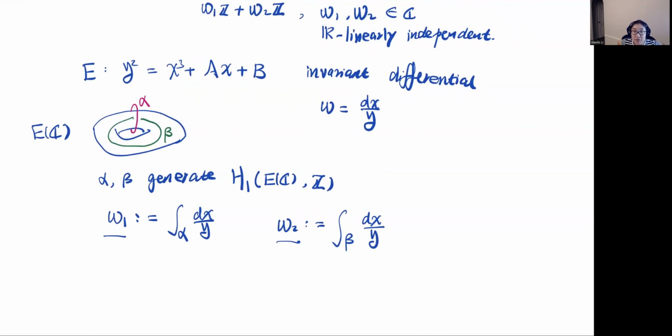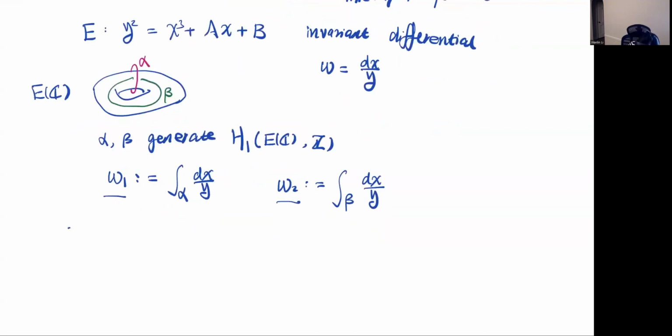And moreover, if I choose a different basis, it will not change my lattice. It will just change the generators of my lattice. It will not change the lattice. Okay, so this actually is a canonical way to associate to a curve over C a lattice in C. Okay, so the lattice Lambda, which we define as omega 1 Z plus omega 2 Z.